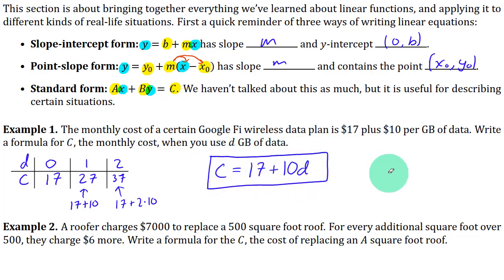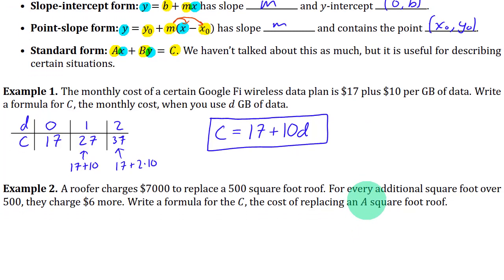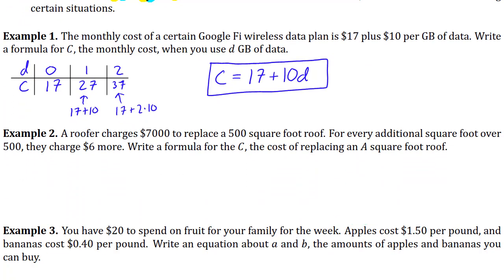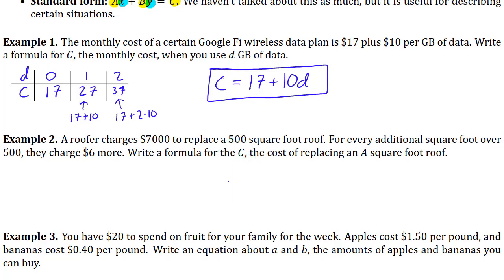All right, so that's the formula for that. Now, let's look at example 2. A roofer charges $7,000 to replace a 500 square foot roof. And then, for every additional square foot over 500, they charge $6 more. Let's write a formula again for C, the cost of replacing an A square foot roof.